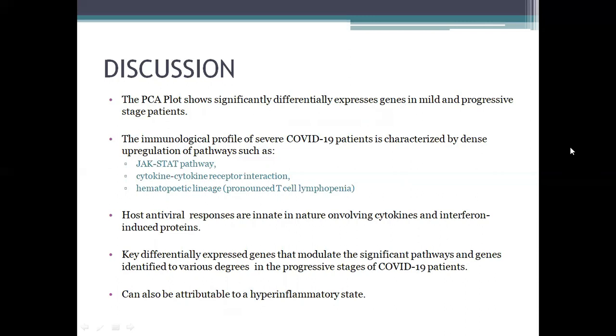Also, it is important that host antiviral responses are innate in nature and involve cytokines and interferon-induced proteins. The key differentially expressed genes that modulate the significant pathways are identified to various degrees in moderate, mild, severe, and asymptomatic COVID-19 patients. All this can also lead to the development of a hyperinflammatory state.